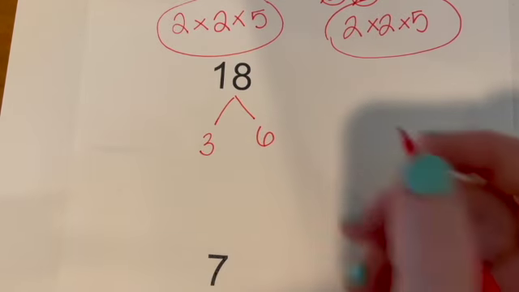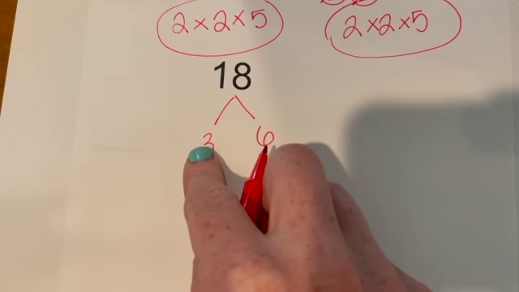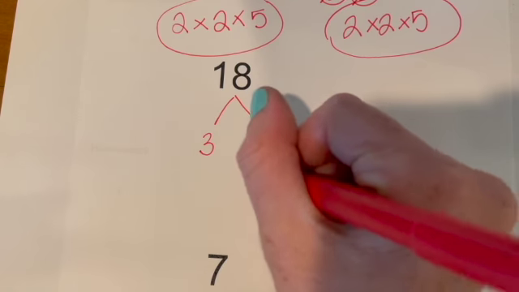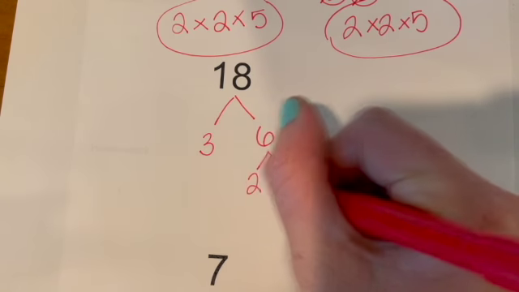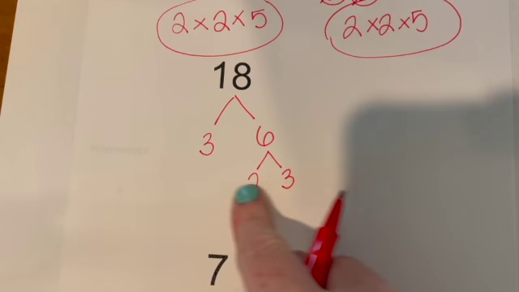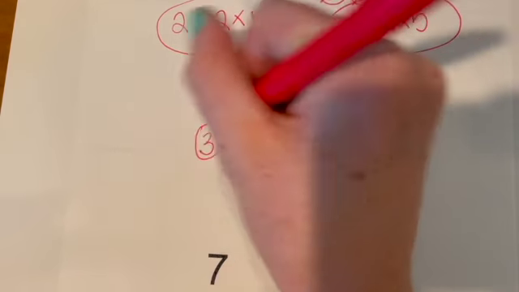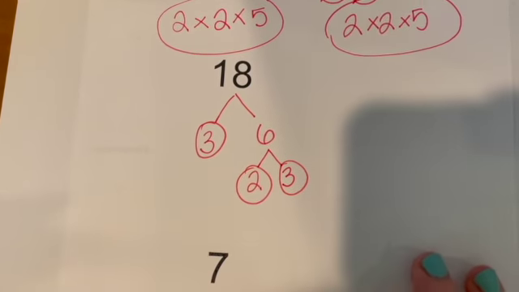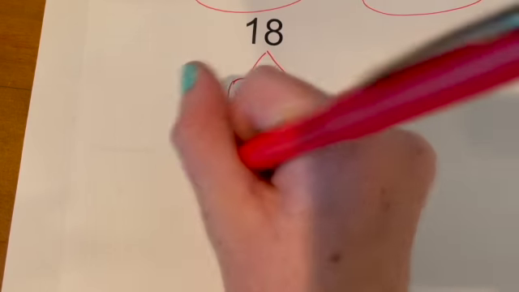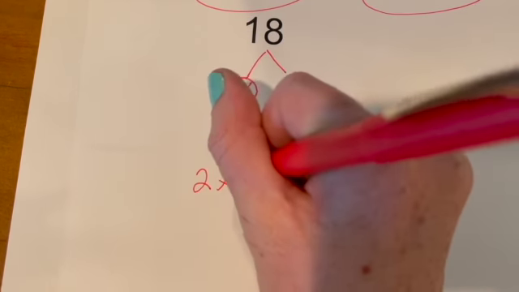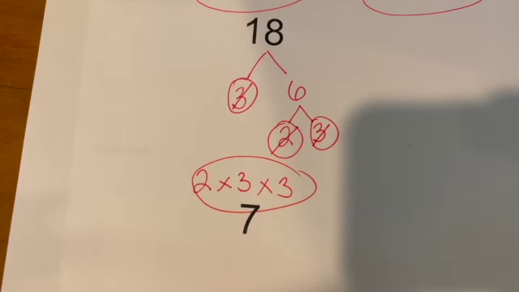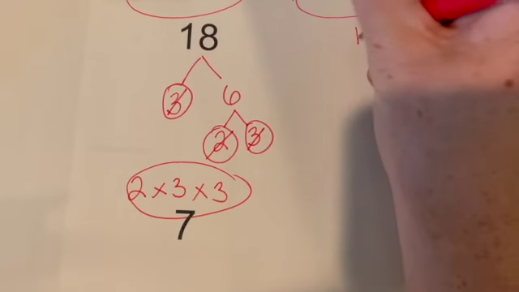So I have 3 times 6. For the 3, the only number I can multiply is 1 and 3. So I'm done with 3. 6, I'm going to multiply 2 times 3 to get to 6. And again, I have all prime numbers now. So I'm going to circle my factors. And now I'm going to write my expression crossing off as I go. 2 times 3 times 3. I am all done. And again, I could show you another one.